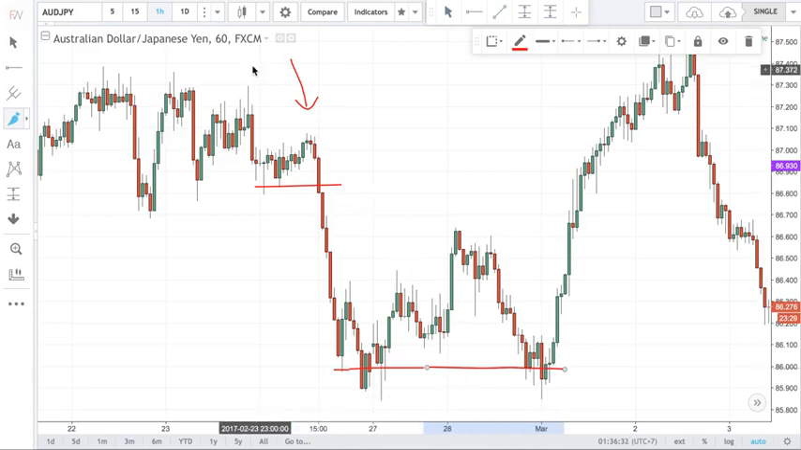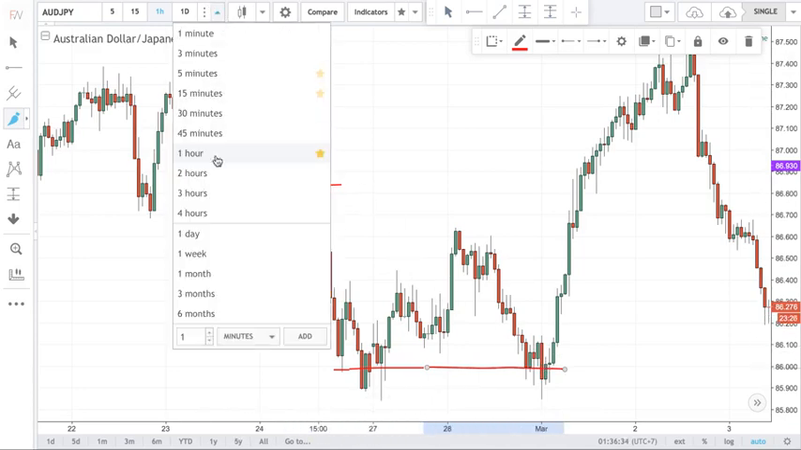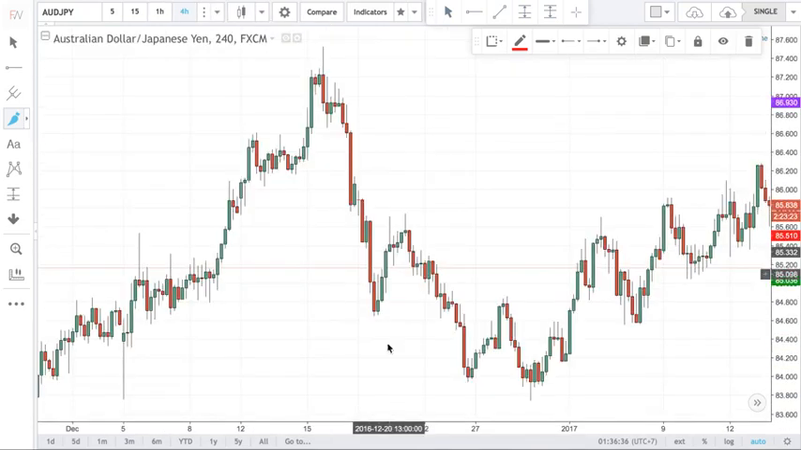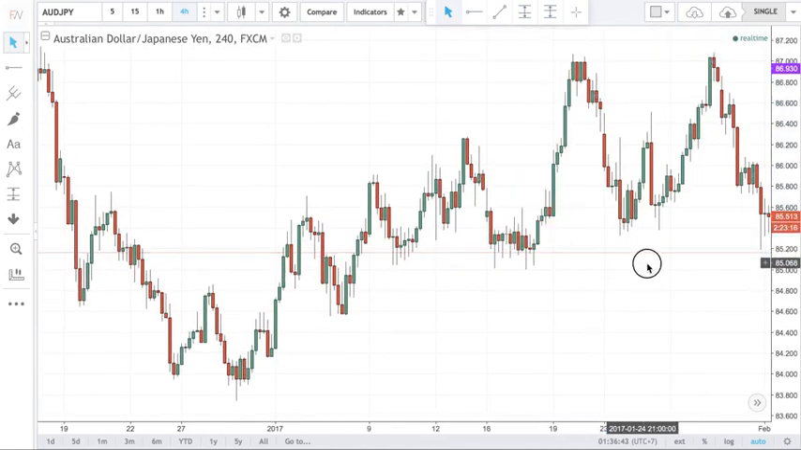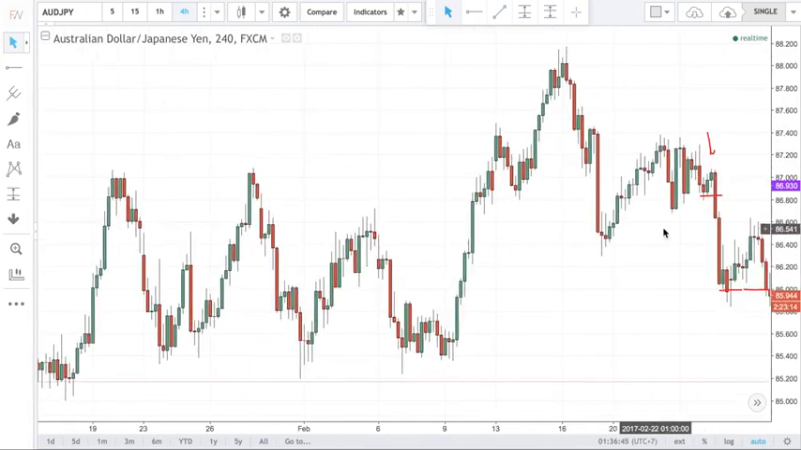Now let's take a look at this on the 4 hours. There we have no breaches on the 4 hours. Let me go back a bit. Move this one out of the way. Where is it? There we go.